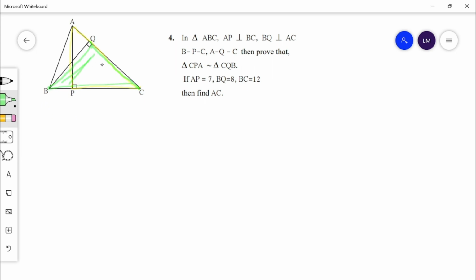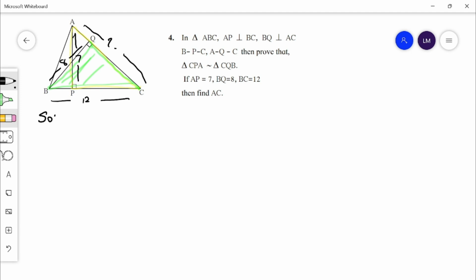This part, right? So now in the question, the value for AP is given: it is 7. So here the value for AP is 7. Next, BQ is 8. Next, BC is equal to 12. So we need to find the value for AC. So AC will be question mark.